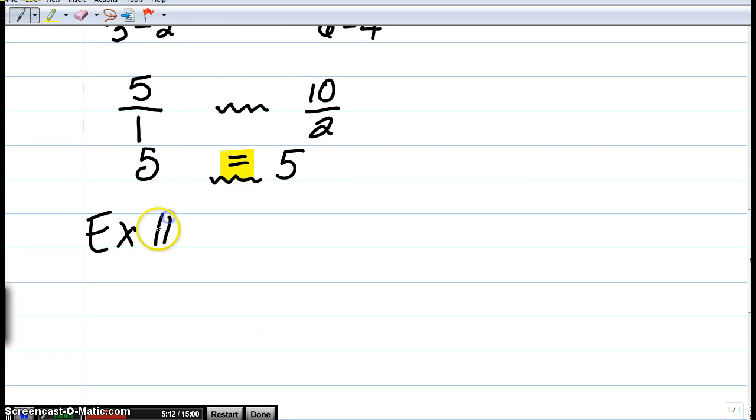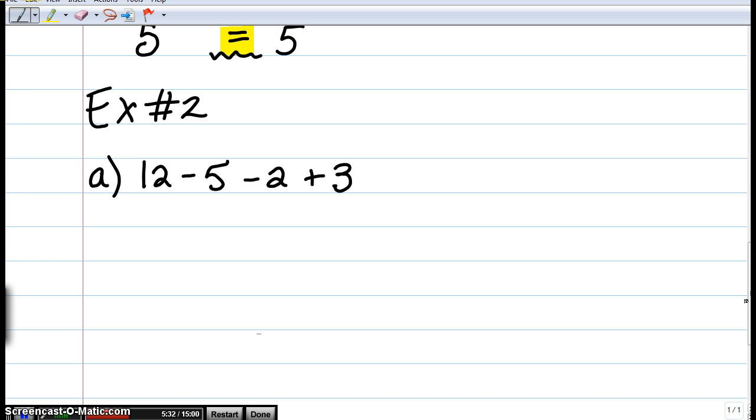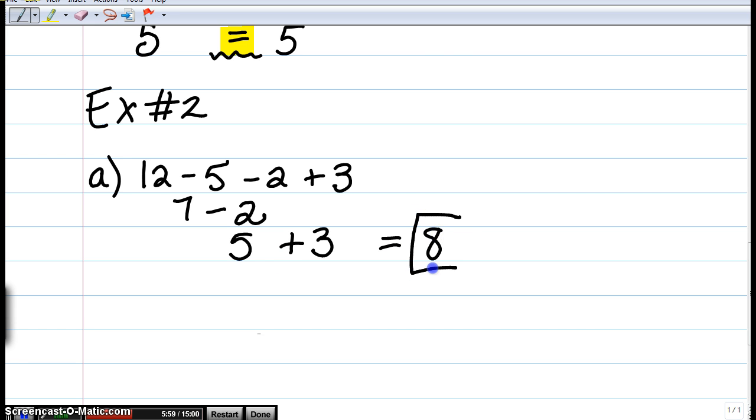Example number 2. What if I gave you 12 minus 5 minus 2 plus 3? Now on this one, you gotta make sure you're using your order of operations, and you would have to use the left to right rule because you have subtraction and addition only left over. And if you had simplified and got this answer, again, you'd have to use the left to right rule. So you're going to do 12 minus 5, 7 minus 2. Well, 7 minus 2 is 5, and 5 plus 3 is 8. So your final answer is 8.